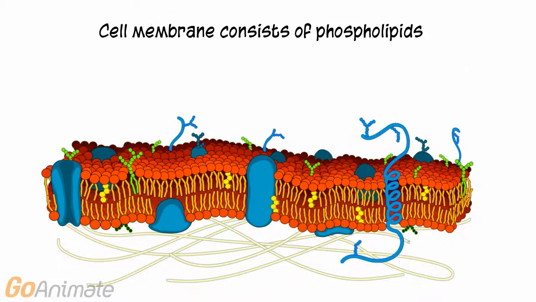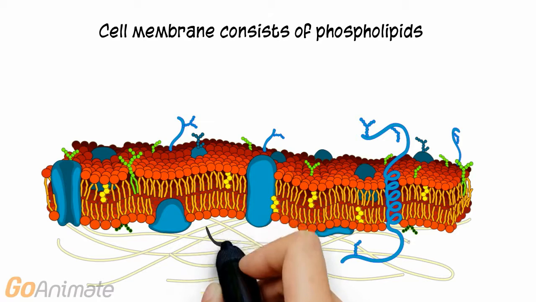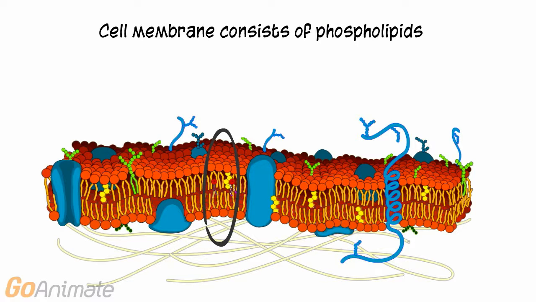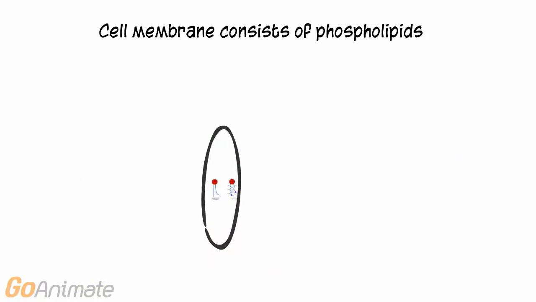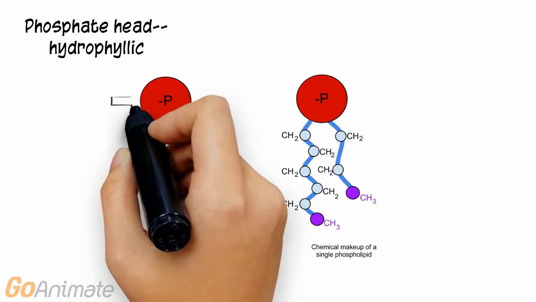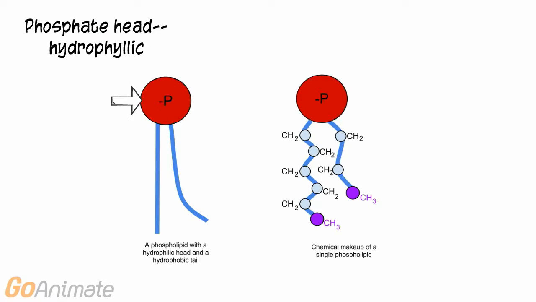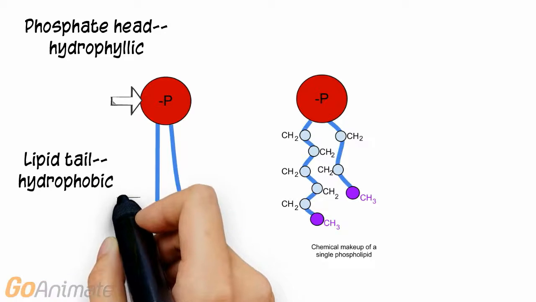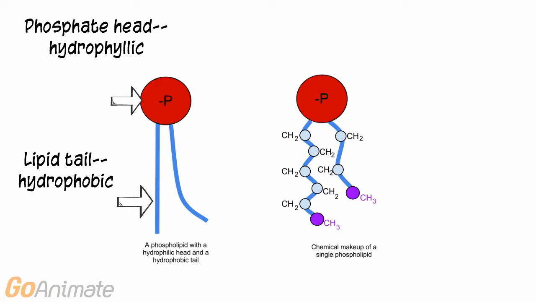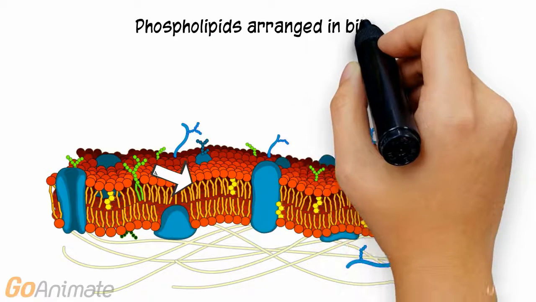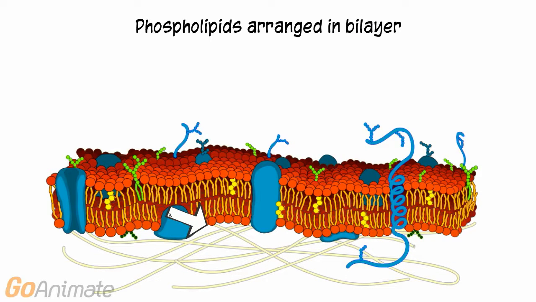The cell membrane consists of phospholipids. Phospholipids include a phosphate head, which is hydrophilic or water-loving, and the lipid tail, which is hydrophobic or water-hating. The phospholipids are arranged in a bilayer.